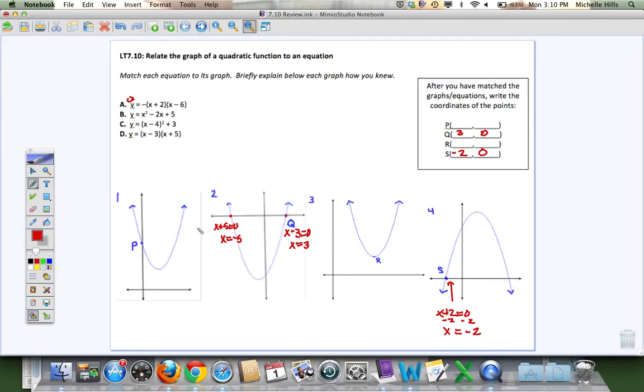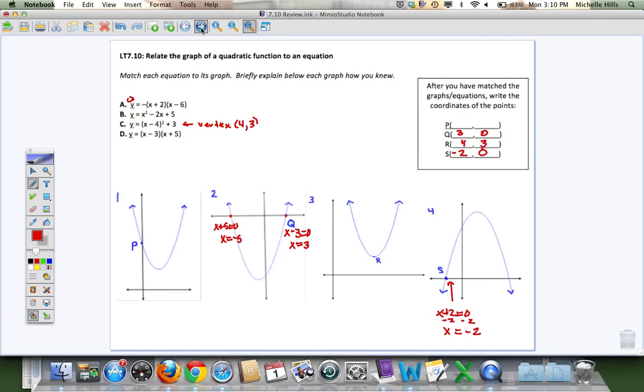The other ones are a little bit harder to distinguish. I know that this one is in vertex form, and because it's in vertex form for C, the vertex is at the point positive 4, positive 3. That could be either one of these, though. This could be the point 4, 3, this vertex, or this could be the point 4, 3, this vertex. The other thing I know, though, is if they give it to me in vertex form, frankly, I've got to tell you, they're going to be asking for the vertex. So C goes to 3, and R is the point 4, 3.